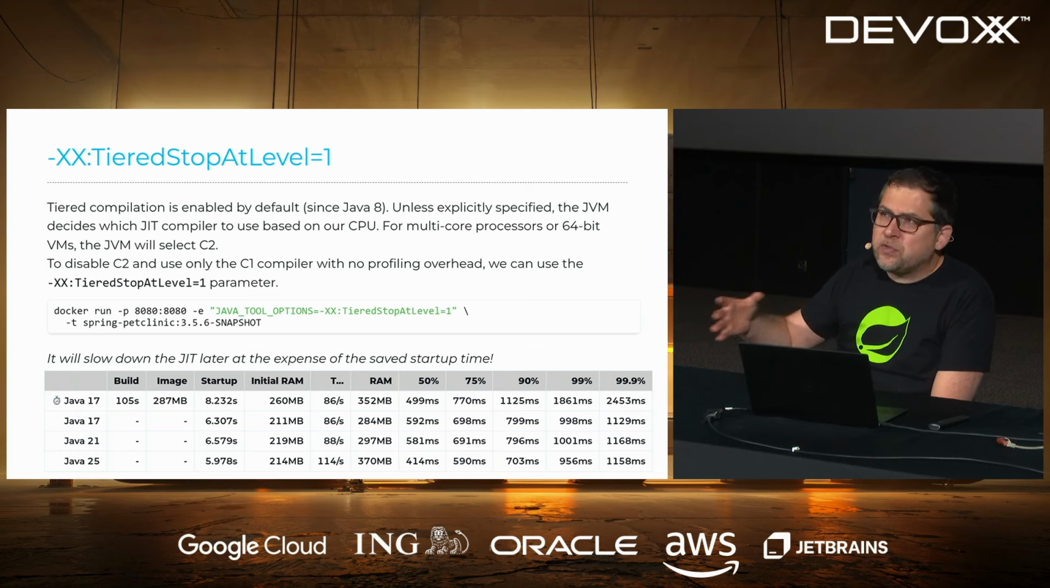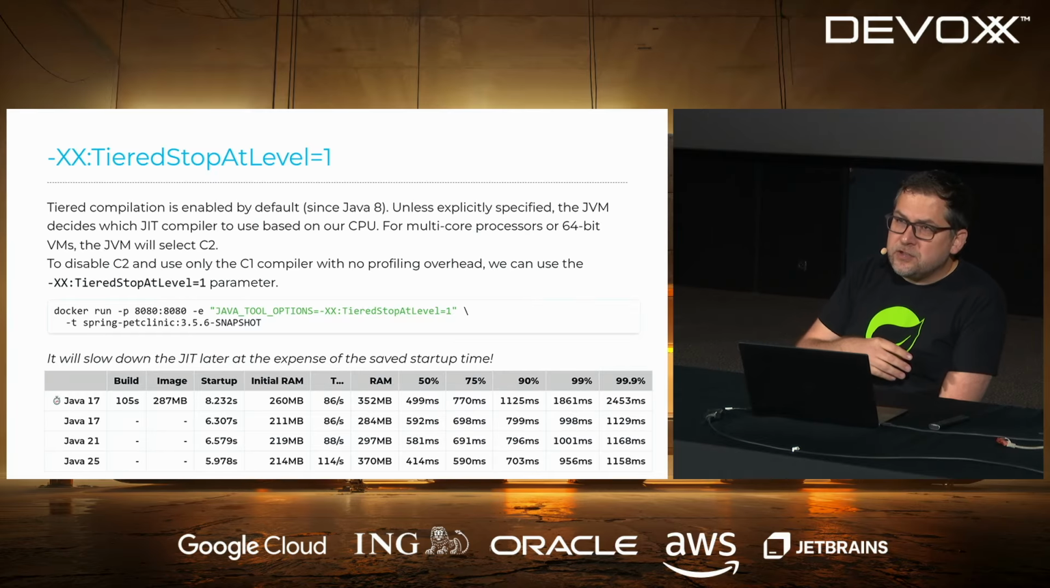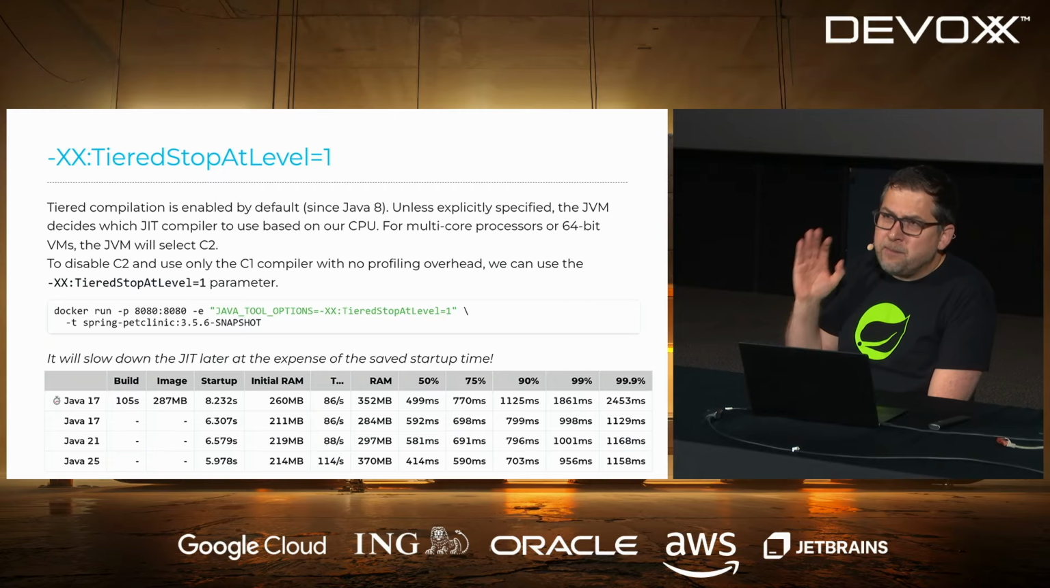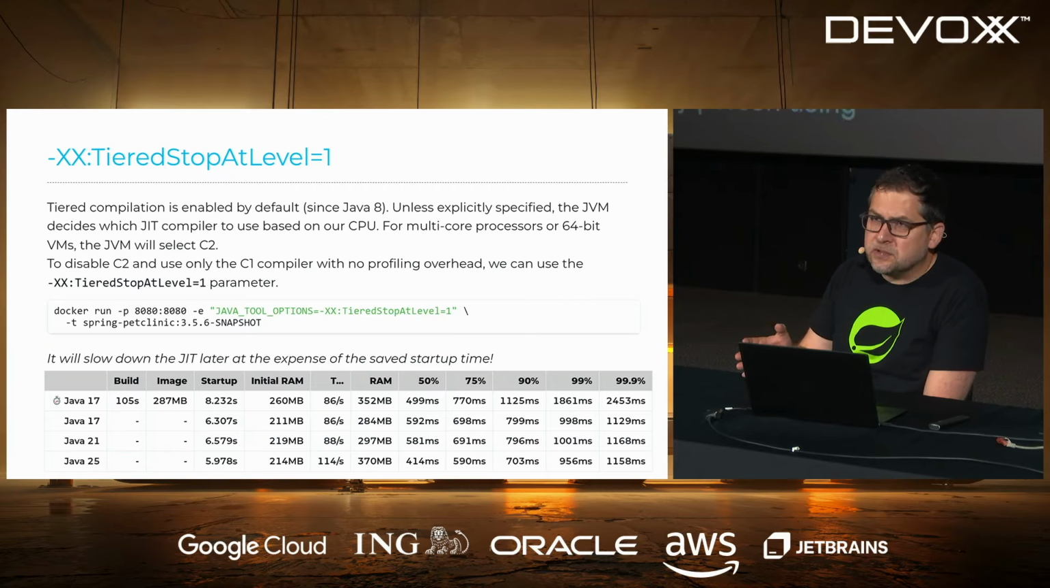So with tiered stop at level 1 in IntelliJ, it's absolutely perfect, because as a developer I'm the only person using the application. I probably don't do load tests from an application started in the IDE. I don't need optimizations. It just needs to start faster so that I get a better user experience. And that's what they do, right?